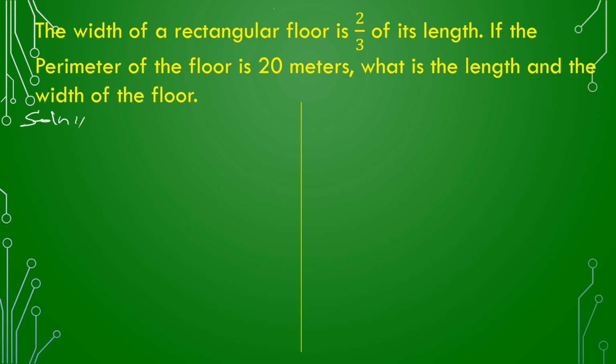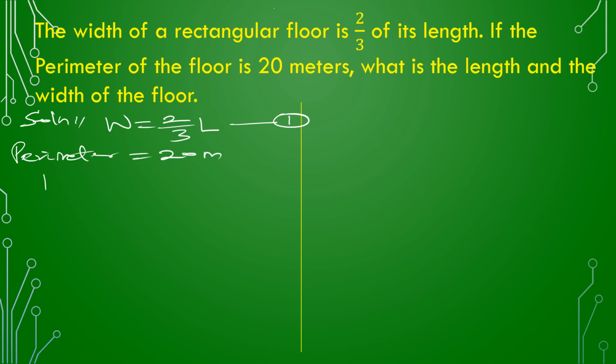The width of rectangular floor is 2/3 of its length. Let the width be what? W. So W is equal to what? 2/3 of its length. Okay, we'll call this equation 1. Now they said the perimeter P is equal to 20 meters. But perimeter is simply this, the perimeter of a rectangle. This is the width, this is the width, this is the length, this is the length.